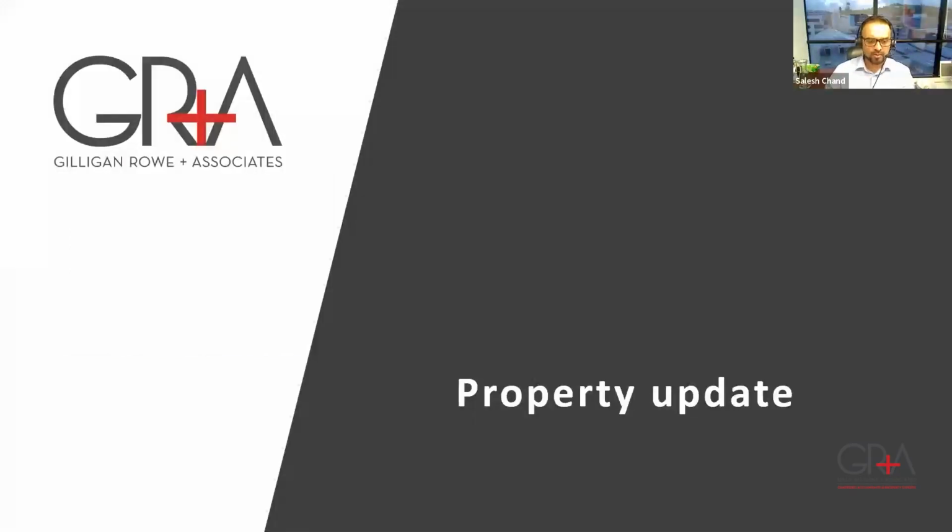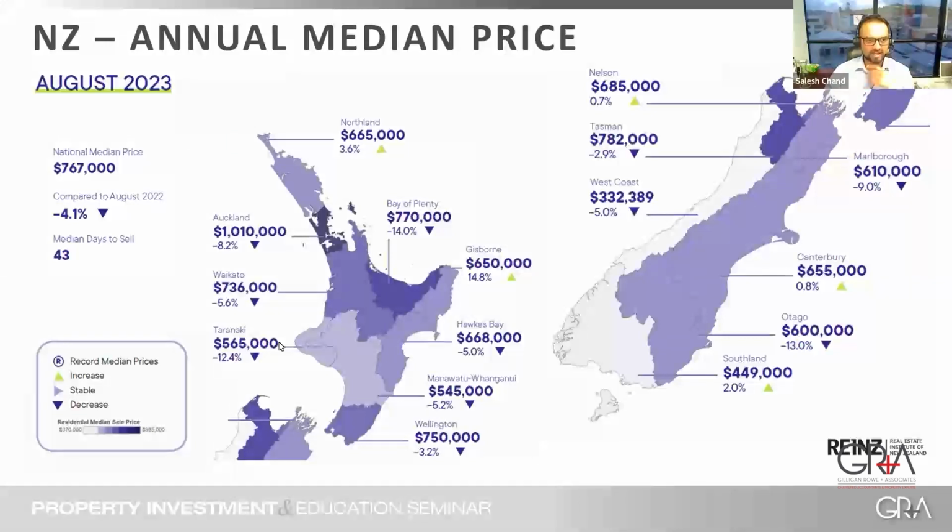Now I'm just going to talk a little bit about property and where the property market is at the moment. This compares the last 12 months, August 2023 against August 2022. In some areas, property prices are down 8% or 5%. You can see Auckland is down 8%, Waikato is down 5%, and Bay of Plenty is down 14%.